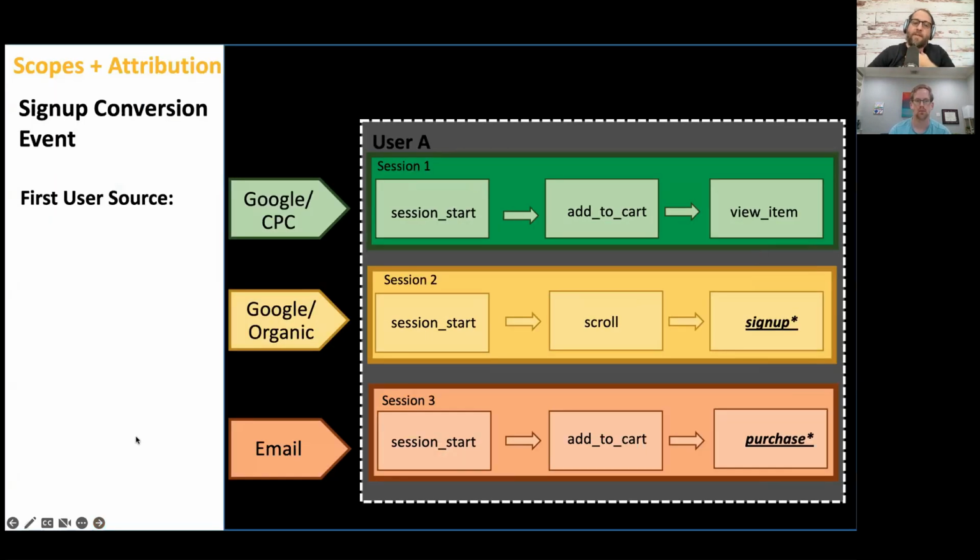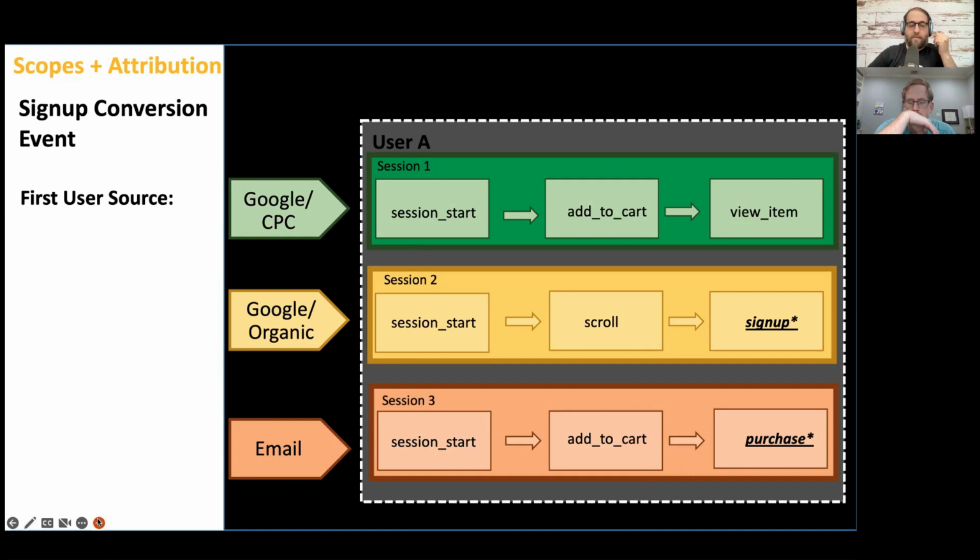Okay, so in this first scenario, we're going to be looking at the sign up conversion event. This sign up that occurred, that they signed up for a newsletter. That's important, right? Because when people sign up for newsletters, they get the newsletters and they actually buy something, right? So remember, let's go back to our scopes. We have 3 scopes: user scope, session scope, and event scope. So from the first user source, who is going to get that credit? Who's going to get the credit for the signup? Is it going to be Google Ads, Google Organic, or email?